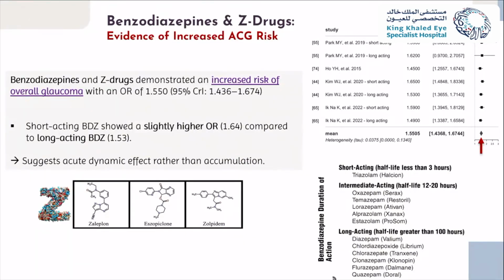For the benzodiazepines, we have short-acting, intermediate-acting, and long-acting benzodiazepines, and the literature said that short-acting benzodiazepines have a higher incidence of increasing the IOP compared to long-acting benzodiazepines. So this showed that the effect of benzodiazepines is dynamic and not due to drug accumulation. We also have to do careful ocular monitoring for patients on benzodiazepines and Z drugs.